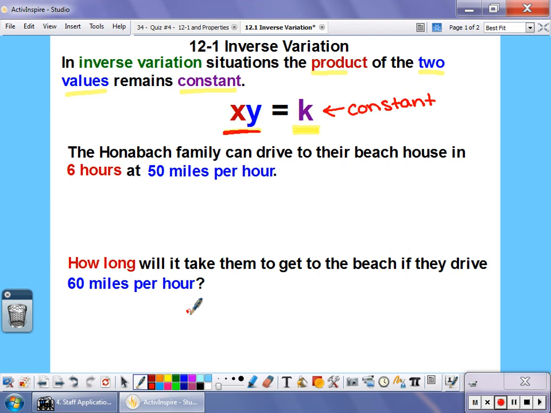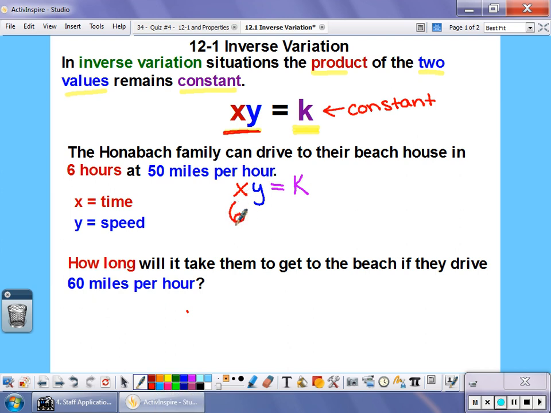Okay? So we have the Hanebach family, and they can drive to their beach house in 6 hours at 50 miles per hour. So the two variables that we have are our time, 6 hours, and our speed, which is 50 miles per hour. Now if I take these two variables and multiply them together, x times y, that's going to give me a constant. And the constant that I'm going to get is the actual distance to the beach house.